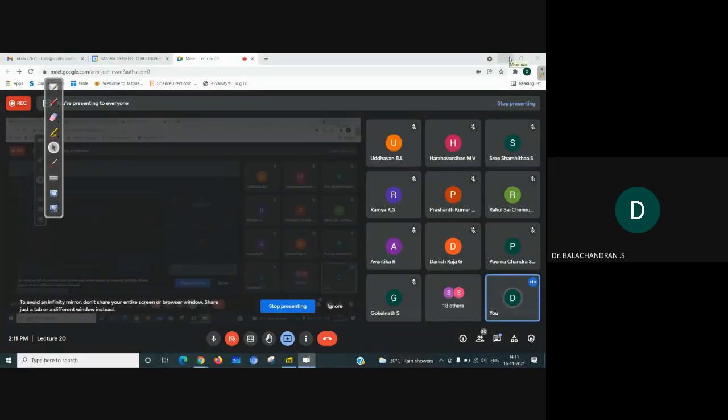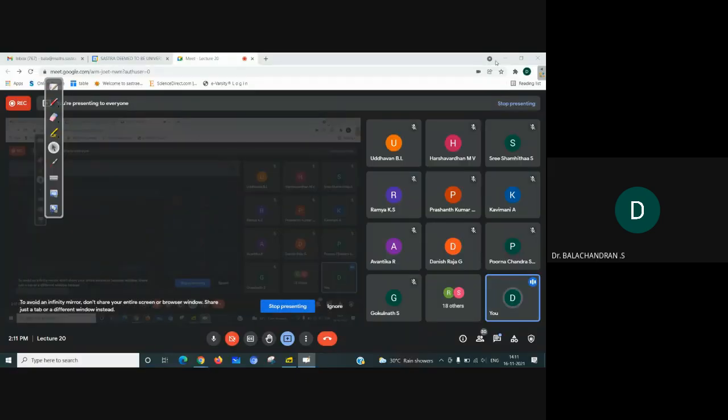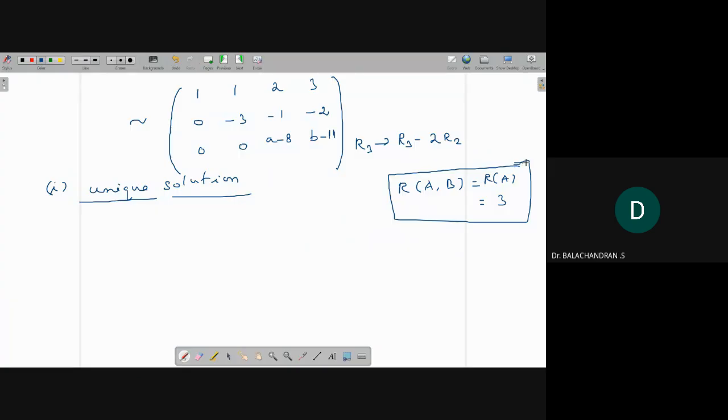Is it like determinant should be equal to 0? No. Rank 3, sir. Rank of [A, B] is equal to rank of A, which is equal to n, where n is 3. So this is the condition from yesterday. Please check yesterday's class video or notes.